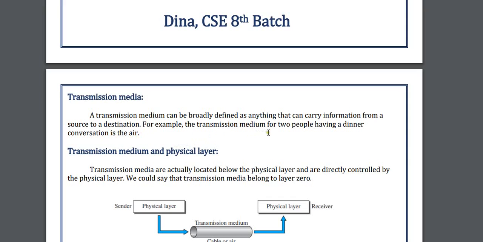For example, the transmission media for two people having dinner and a conversation is the air. So this is known as the transmission media.